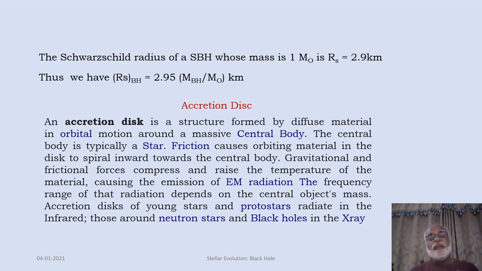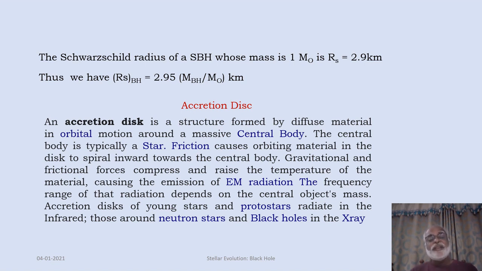Now the interesting thing is, when this material swirls around this object, friction will cause the material in the disk to spiral inwards and fall into the central body. And the gravitational and frictional forces will compress and raise the temperature of this material, and due to this frictional effect, there will be radiation coming out of this disk as it swirls and falls into the central object. This radiation is called the accretion disk radiation.